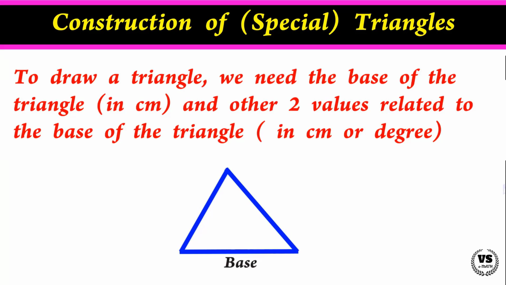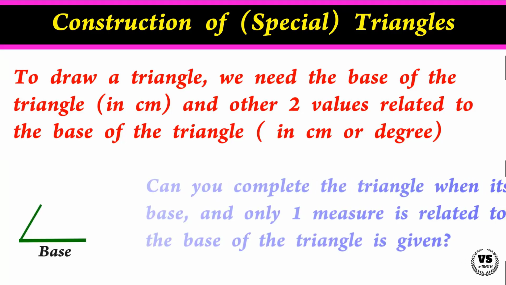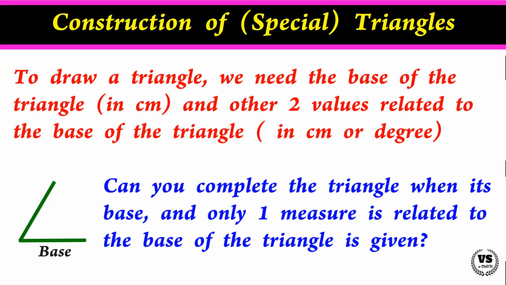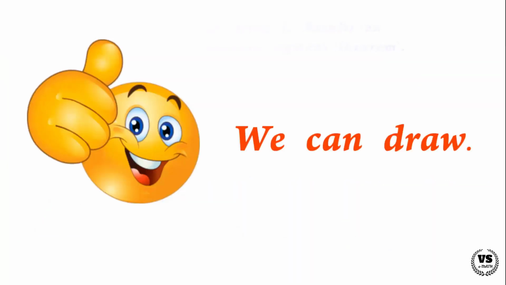But can we complete a triangle when the base and, out of the other two values, only one is related to the base of the triangle? Imagine. The answer is yes, we can draw. These triangles are called special triangles because we are going to inscribe them on the circumference of the circle.